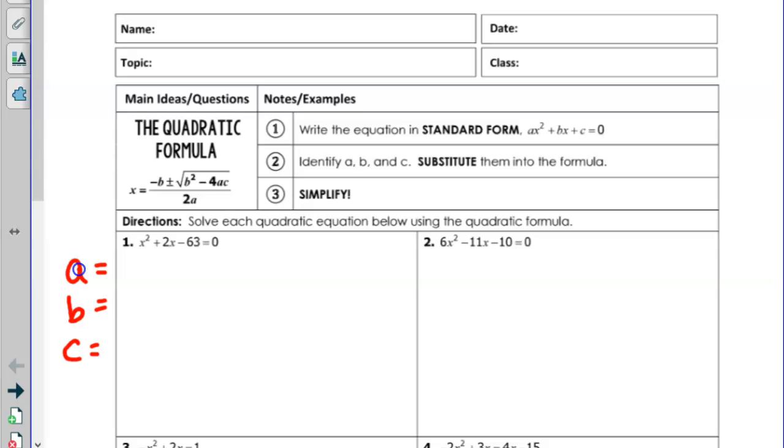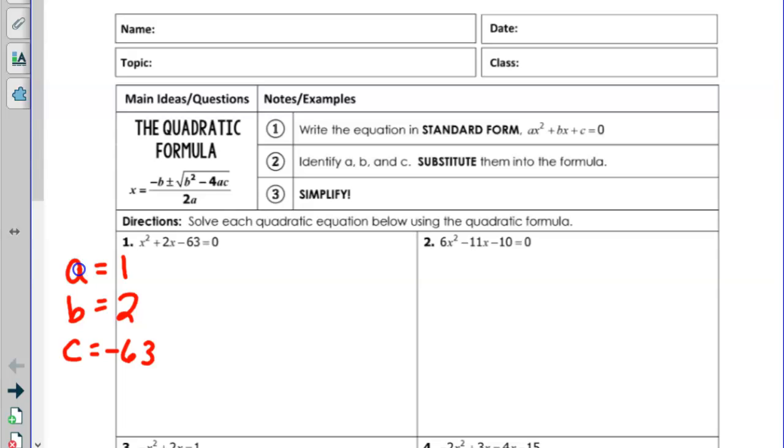Alright, let's go on. What is A equal to in number 1? 1, very good. What is B equal to? 2 and C, very good. Now notice I'm not worried about the x squared. We're leaving that out. We're just taking the values and we're going to put them into the quadratic formula to figure out what x is equal to.